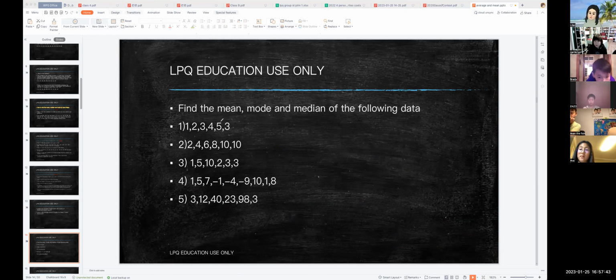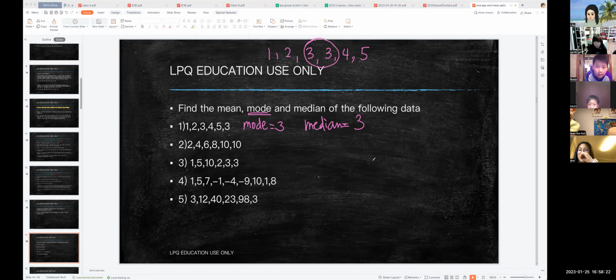So Brandy, can you tell me, in order to find out the mode, what is a mode for the first question? 3. Very good. Mode equals 3. That's very easy. So median equals what? Enzo. 3 plus 4. Let's see. Okay, so 1, 2, 3, 3, 4, 5. Please put them in order first, right? So what is in the middle 2? So these are 2. So the medium is 3 still.